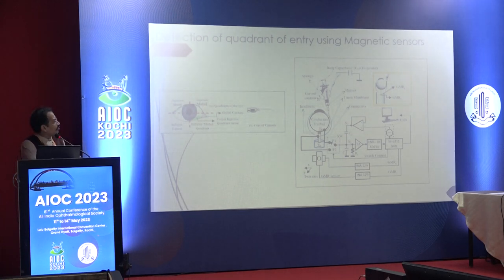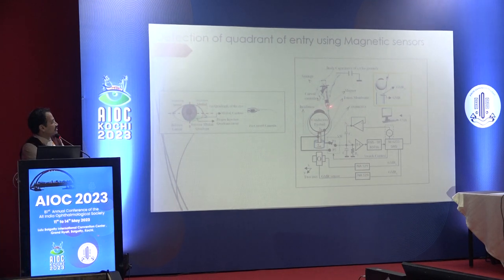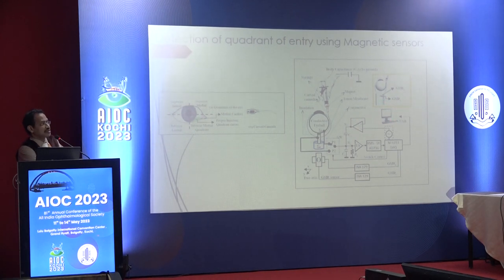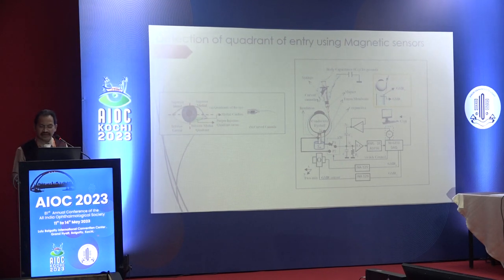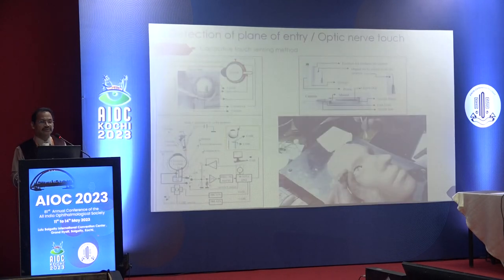So here we have placed a magnet at the syringe, and the magnetic sensors are placed here at the eye holder. In this way, we are able to see in which quadrant the delegates are entering, whether they're entering into the superomedial or the inferolateral, etc.